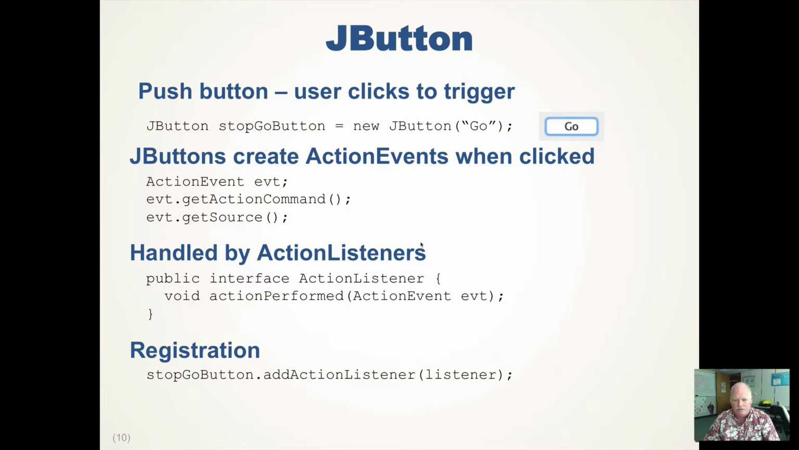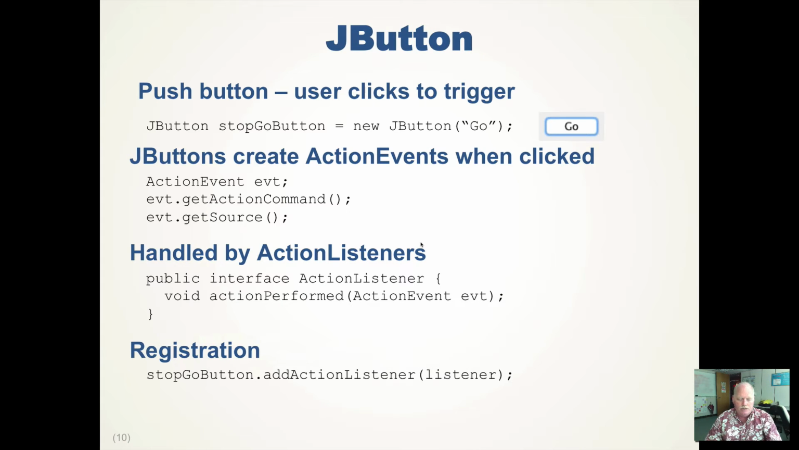To handle action events, we write action listeners. The action listener has one method, actionPerformed, that takes an action event. In that method, you would decide which component created the event, and then what we want to do when that component is activated. For example, what do we want to do when the go button is pressed? We might want to start something.